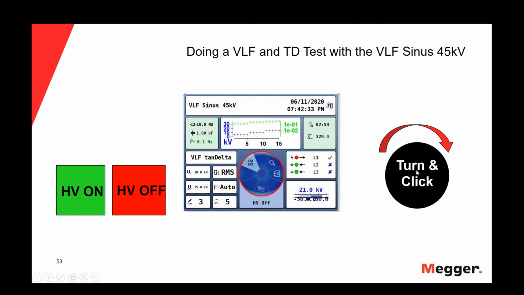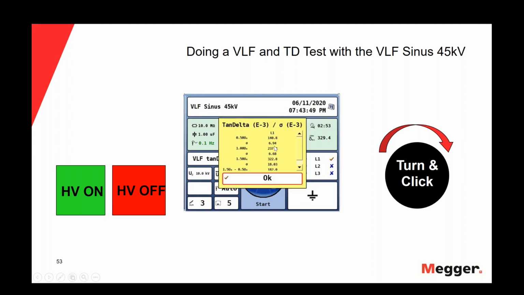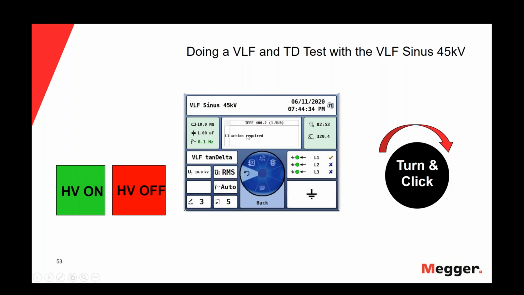Once we're done with the tan delta test, the unit will say test successfully finished. I click on OK, and we will have access to all the important information: the mean value of the tan delta, the tan delta stability, and the delta of the tan delta, and we will have the assessment for the tan delta test. In this case it is action required.